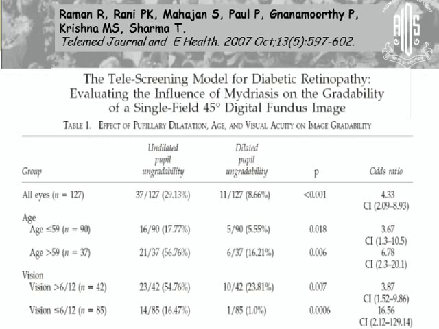We tried looking at the cutoff values and we did find that people more than 59 years and vision less than 6/12, these are the patients, even if you are using a non-mydriatic camera, better to dilate so that the chances of getting a good gradable image would be high. And that's the protocol we follow in our teleophthalmology.